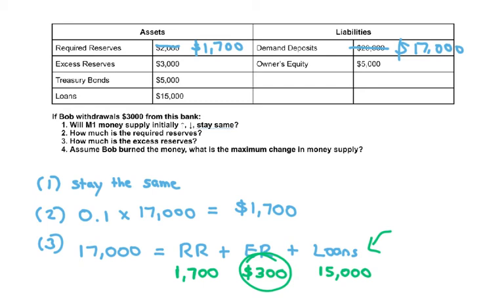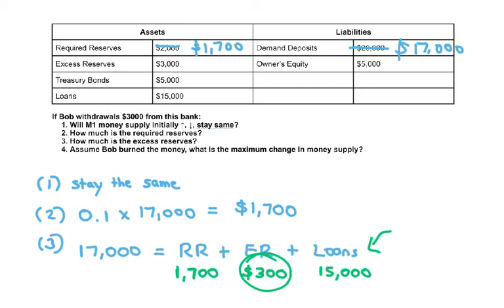Okay. Now number 4 is interesting because it says assume Bob burned the money. What is the maximum change in the money supply? So Bob now has this money, okay? And this money can no longer be deposited, withdrawn, nothing, right? Because Bob's going to burn the money. Now, that money, because it can't be deposited ever again, it can never be loaned out again. And then when that person loans it out, they're not going to be able to put it in another bank for someone else to loan out.